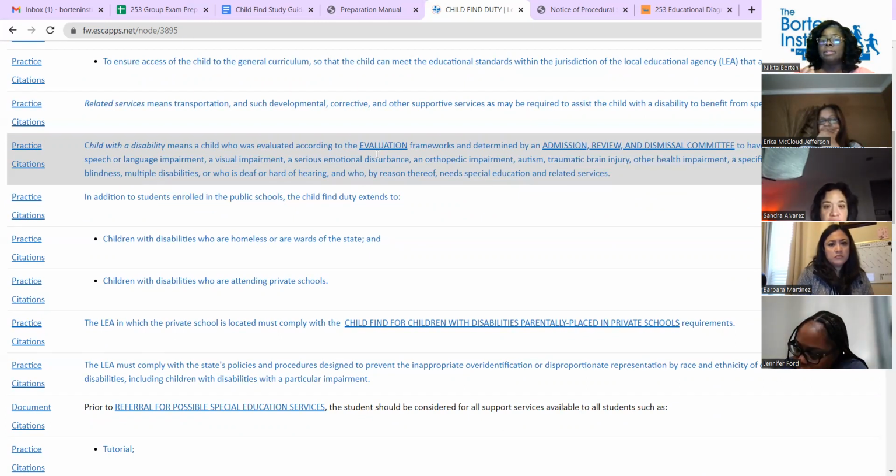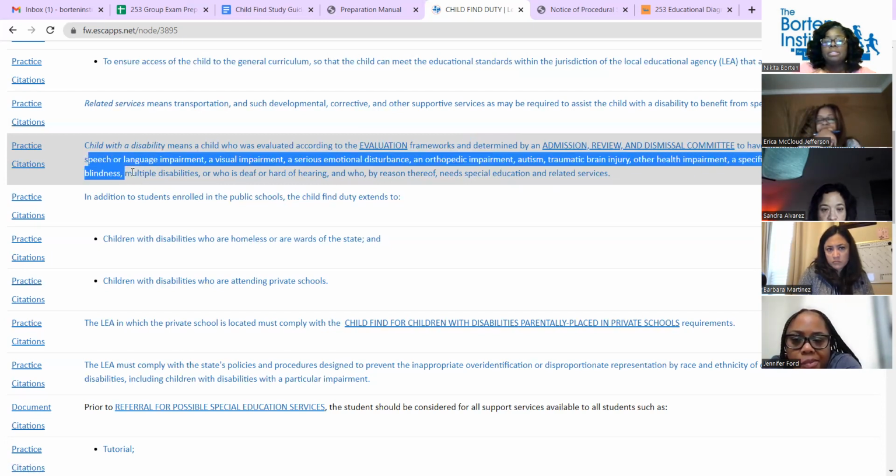That's competency number 2. An evaluation framework is the RTI model, the strengths and weaknesses model, the CSEP model, but whatever, that's just me. People love CSEP. So there has to be some kind of state mandated model used to determine if the student has a disability condition. And this word, determined by the ARD committee to need, to meet the condition that you see listed here. Okay.